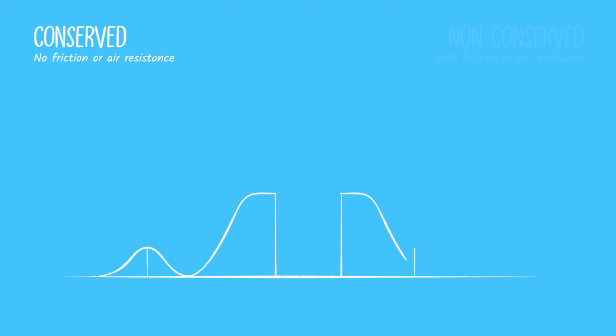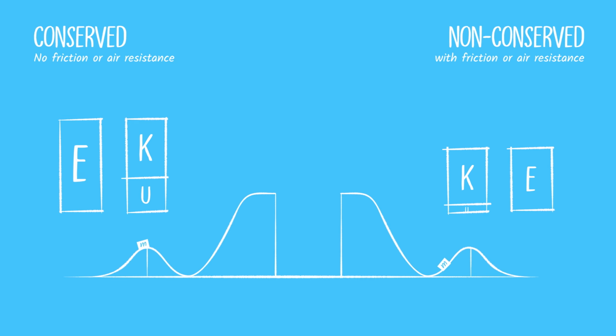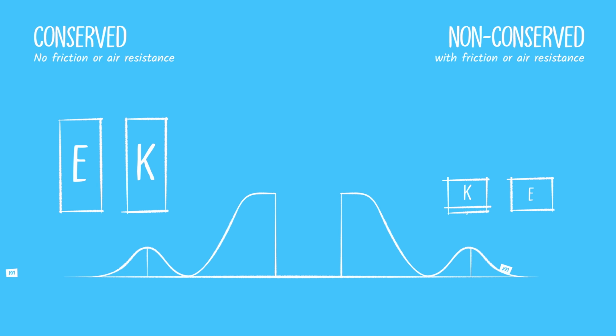Now, let's look at the non-conserved case. Again, both identical objects are released from the highest point at the same time, with zero initial speed. You can see that the object in the non-conserved case speeds up more slowly and eventually comes to a stop due to friction and air resistance.